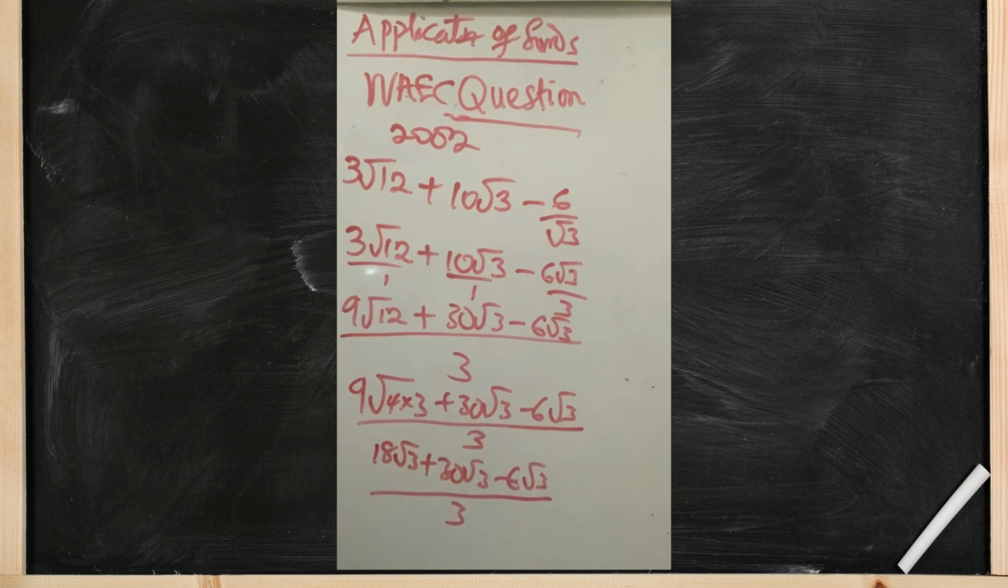So this is just such a straightforward thing. This plus this will give you 48. 48 minus 6 gives you 42. That's 42 root 3 divided by 3. Then this will give you 14 root 3. So that's the answer to the question, 14 root 3. From the WAEC, the answer is C, 14 root 3.